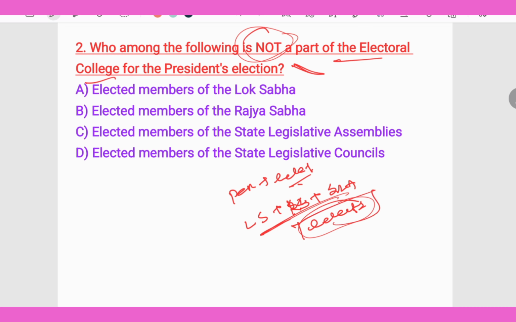But the elected members of the SLC, State Legislative Council, cannot participate in the election of a President.